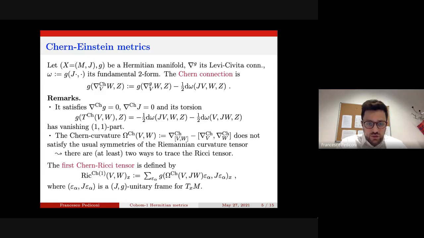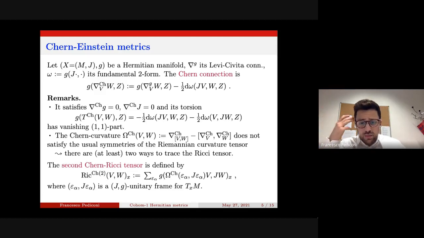The other Ricci tensor that you can get, which is the so-called second Chern-Ricci tensor, is obtained by considering the trace of the curvature by means of the first two indices, okay? So in general, these two objects that you define in this way are different. They are not the same for general non-Kähler metrics. And I say that there are at least two ways, because in principle, you can trace the Ricci in other ways, giving rise to other tensors. But at least, as far as I know, the only two geometrically relevant objects are these two. So let's say that the important objects are these two Chern-Ricci tensors.